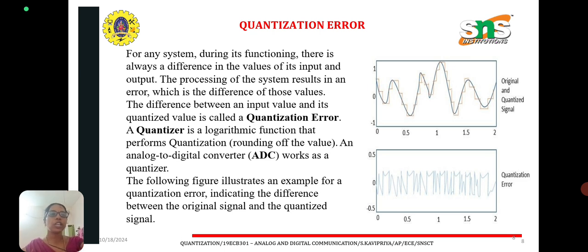Next is quantization error. For any system during its functioning, there is always a difference between the value of its input and output. The processing of a system results in an error, which is the difference between those two values. The difference between an input value and its quantized value is called quantization error. A quantizer is a function that performs quantization, which is nothing but rounding of the value. The analog to digital converter works on a quantizer. The figure shows an example of quantization error, indicating the difference between the original signal and the quantized signal.